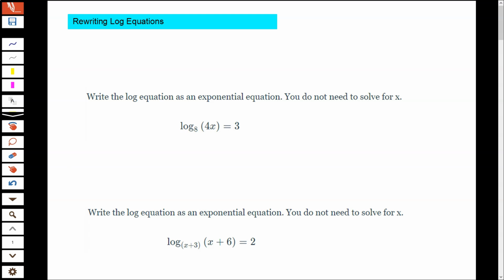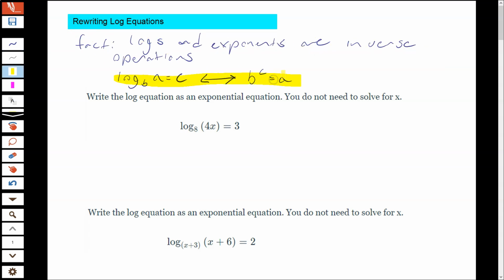And we're going to use the fact that I introduced at the beginning of this series of lessons about logarithms to do that. So that fact is this. Okay, so the fact is that logs and exponents are inverse operations of each other. They're opposites. And what I've highlighted here is the thing you really, really want to get down in your notes. So log base b of a equals c is the same statement, same equation as b to the c equals a. So we're going to use what I've highlighted to rewrite these.